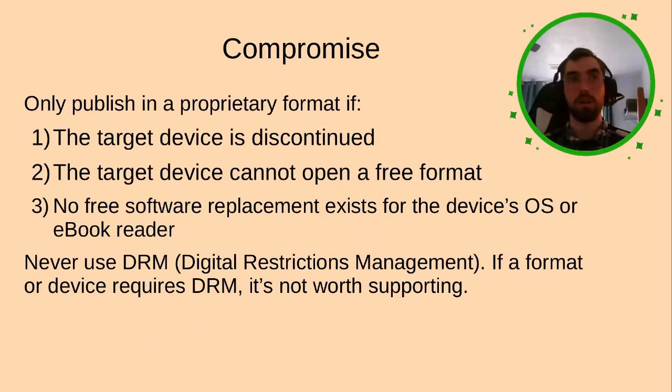So a possible compromise would be to only publish in a proprietary format if, number one, the target device is discontinued. This addresses the concern about e-waste. Number two, the target device cannot open a free format. This condition prevents unnecessary compromises. And number three, there's no free software replacement that exists for the device's operating system or the ebook reader. If there is a free software replacement, then there's no point in supporting a non-free format.